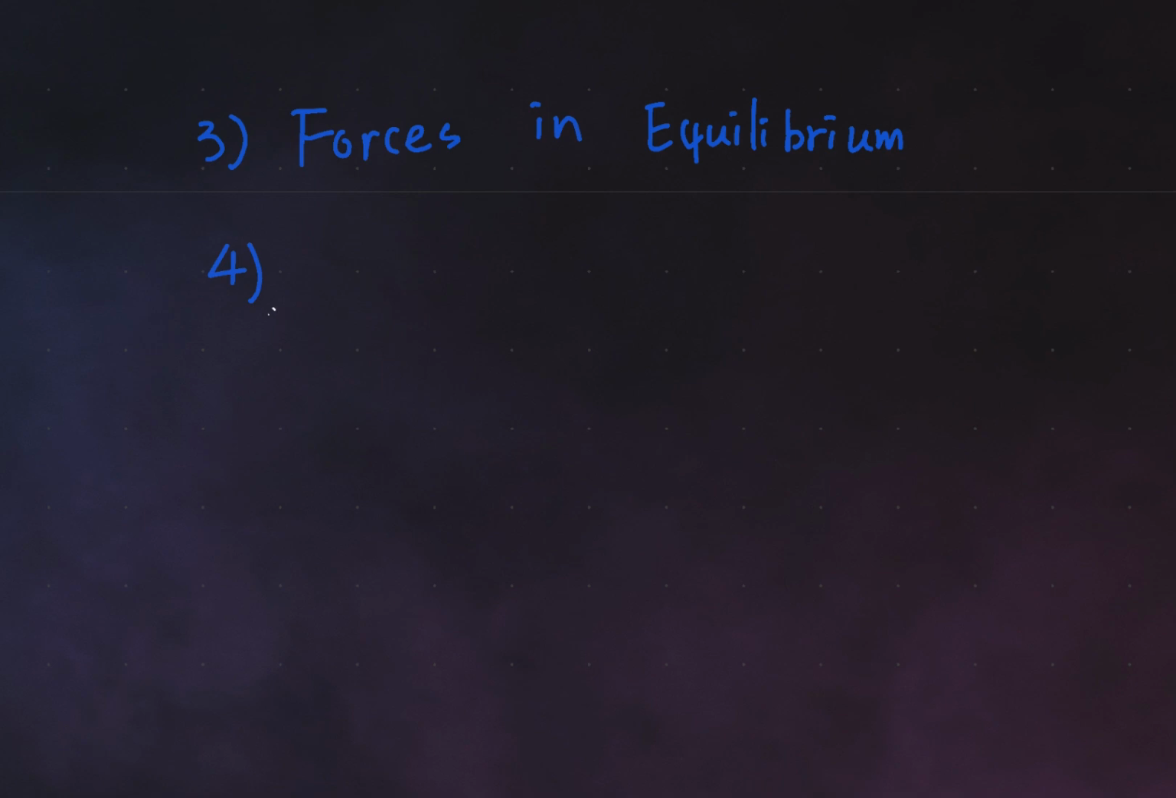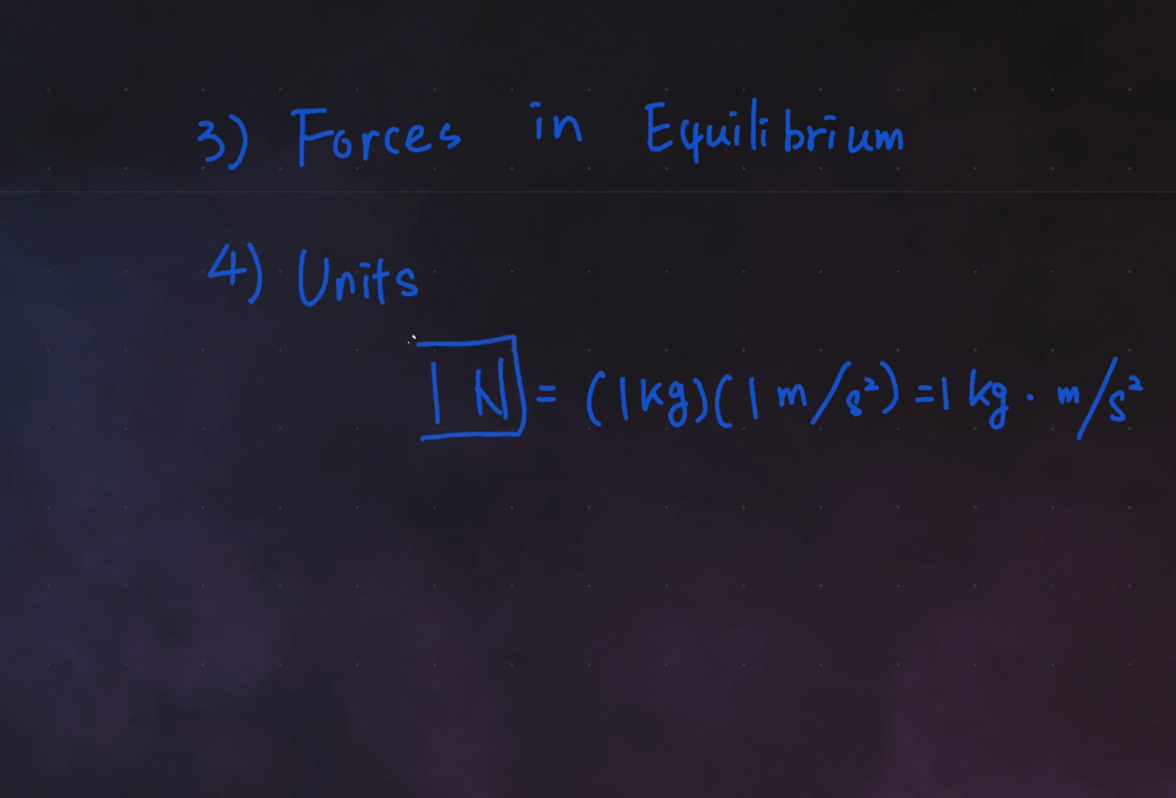And next, we look at the force unit. The unit is 1 Newton. 1 Newton is the force that gives a body of 1 kilogram an acceleration of 1 meter per second squared. That's equivalent to 1 kilogram multiplied by meters per second squared, which is our 1 Newton as a force unit.